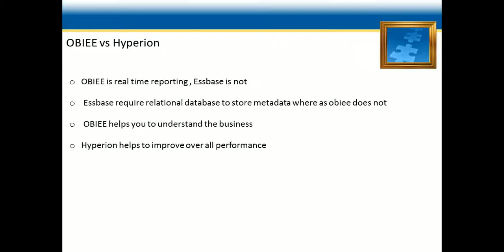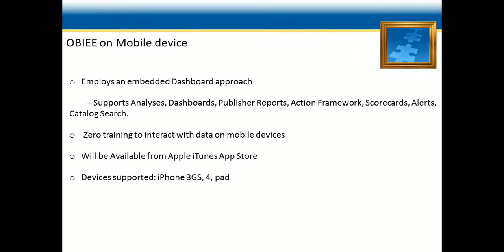OBI is real-time and Hyperion is not. OBI helps you to understand the business. Hyperion helps you to improve overall performance. The Hyperion product is used for the performance side, and OBI helps you to understand the business-related stuff.